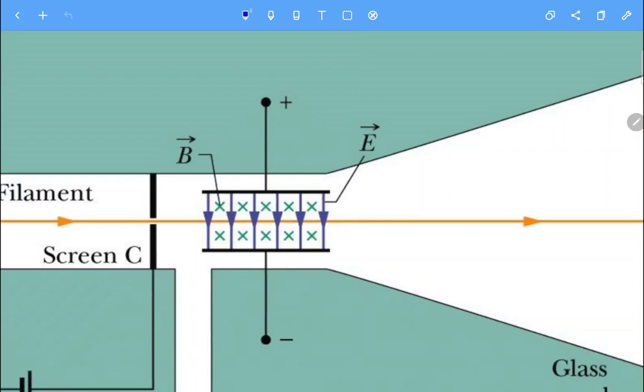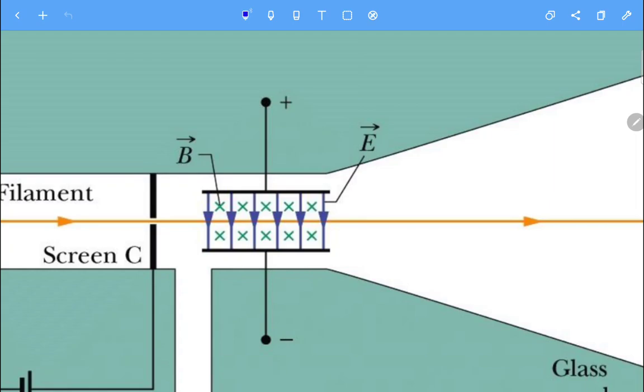You can see here the B field is the green crosses, which means the B field is pointing into the page, and the E field is the blue arrows, which are pointing downward. So they are perpendicular to each other, of course.